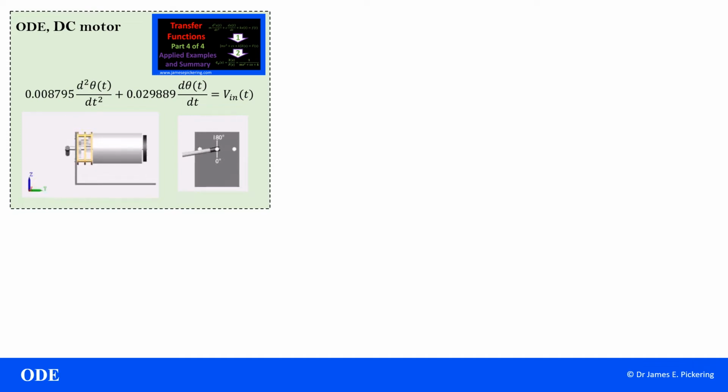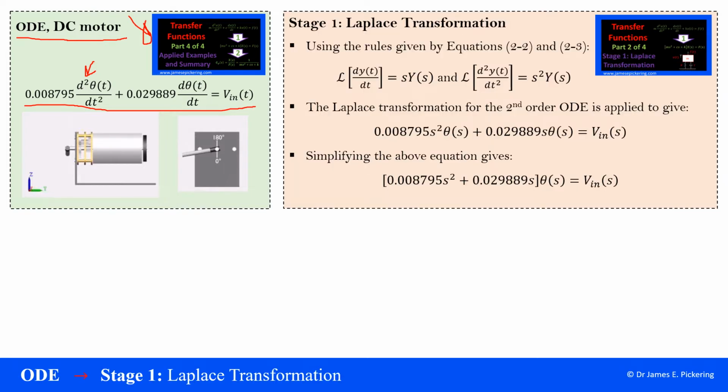In this video, the starting point is this second order ordinary differential equation for the DC motor. You saw the DC motor here just effectively rotating to a given angle. This ODE effectively describes the dynamics, or the motion, of that. This DC motor example was first introduced in part 4 of the videos on transfer functions.